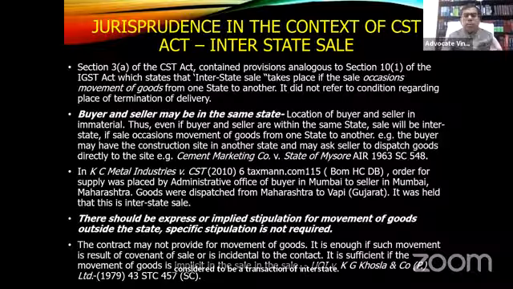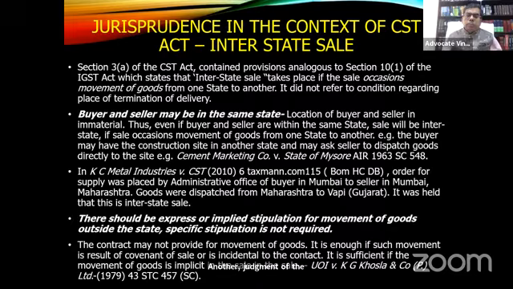In another judgment of the Honorable Bombay High Court, the order for supply was placed by the administrative office of the buyer in Mumbai to the seller in Mumbai, and the goods were dispatched from Maharashtra to Gujarat. It was held that this is an interstate sale. So as we can see, the location of the buyer and seller being in the same state is not material. What is material is the movement of the goods taking place from one state to another.